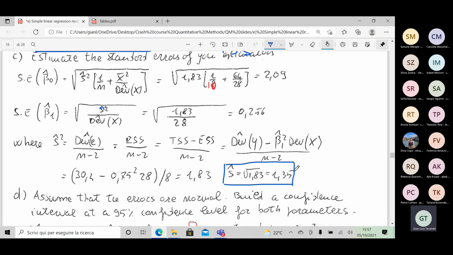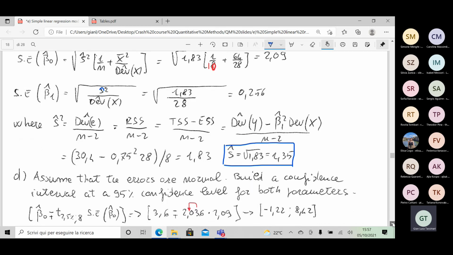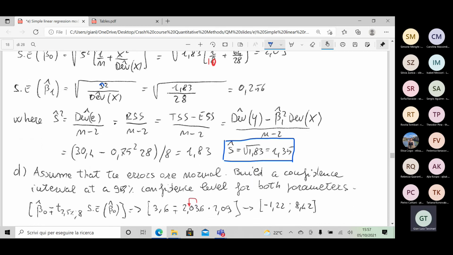Okay, assume that the errors are normal. Build a confidence interval at a 95% confidence level for both parameters. Guys, an observation. We are required to build a confidence interval for both parameters, that is for beta 0 and beta 1. Don't write confidence interval for beta hat 0. No, it's for beta 0. Don't write confidence interval for beta 1 hat. No, the confidence interval is for beta 1. You build confidence intervals and you test hypotheses concerning the unknown parameters of the model, beta 0 and beta 1.